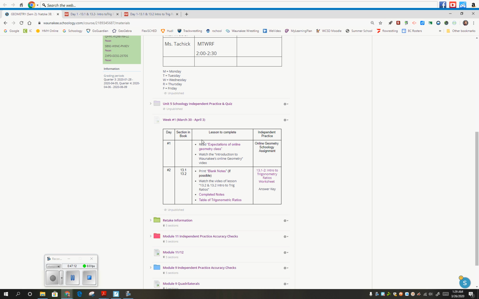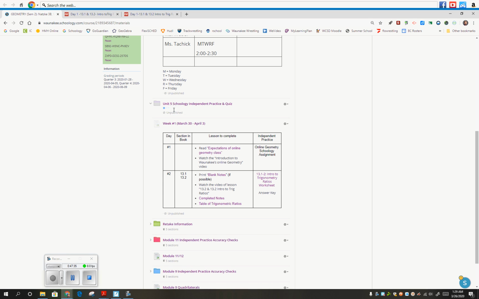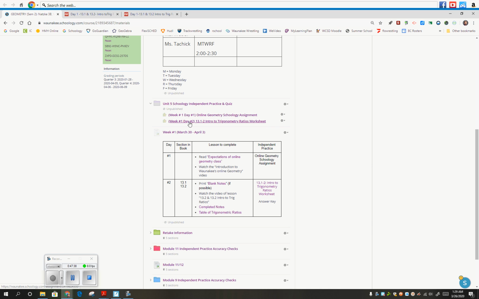After you've finished that, there is a Schoology check. How are we going to check to make sure that you're doing your homework and that you're paying attention here? Well, Schoology independent practice checks. We've been doing them all year. Up here, you see the Unit 5, where my mouse is highlighting right here. It's Unit 5 Schoology independent practice check. If you click either the arrow, they'll pop up here. This is day 1, day 2. It's 13.1.2 Intro to Trig Ratios worksheet. Click on that. That will take you so you can enter your answers in Schoology.